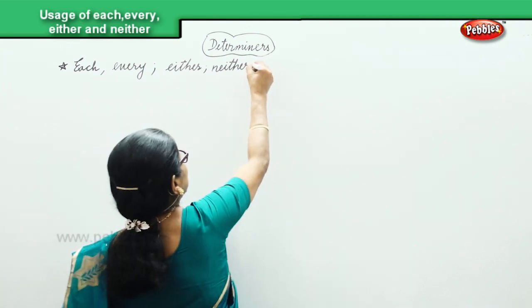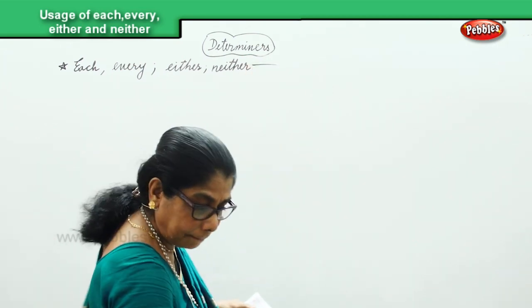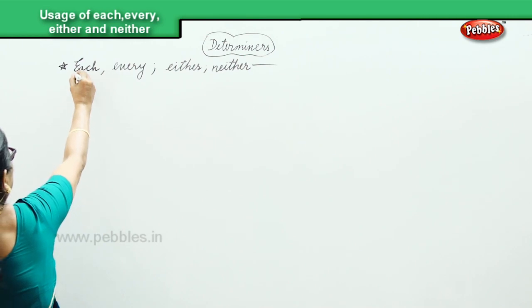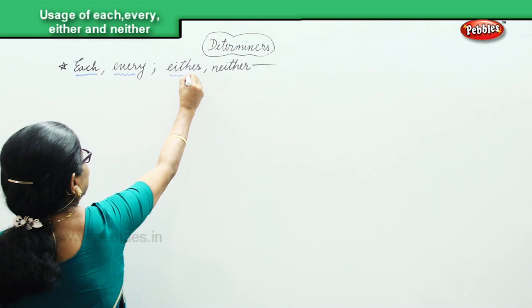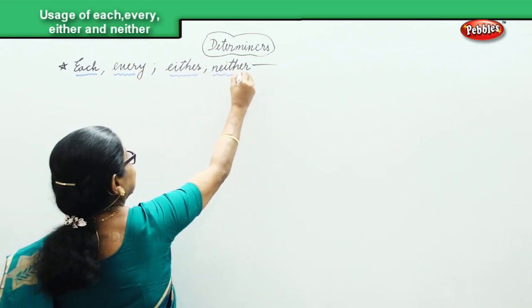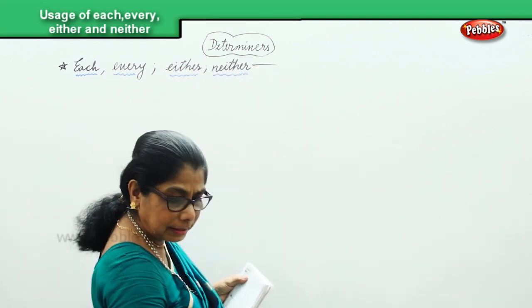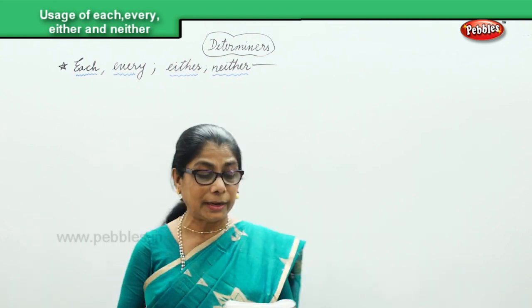These 4 words we're going to look at. Each, every, either, neither. All these 4 determiners in the usage of sentences we are going to look at.